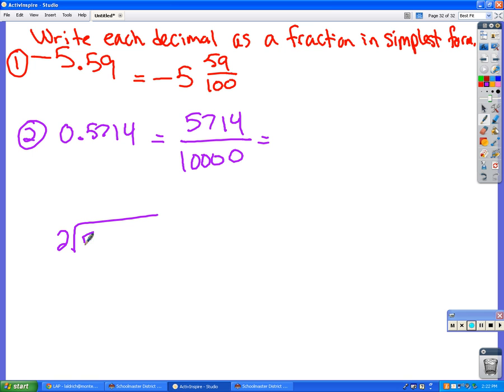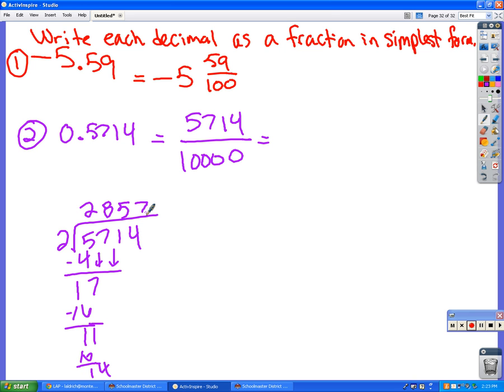So let's figure out what we'll have when we do that. 5 divided by 2 is 2. Multiply those together gives me 4. Slow down, please. 5 minus 4 is 1. Bring down the 7. 2 goes into 17 8 times. 8 times 2 gives me 16. So subtract those. That leaves me 1. Bring down the 1. 2 goes in there 5 times. So that's 10. Good. And then I have 14. So that is 7.